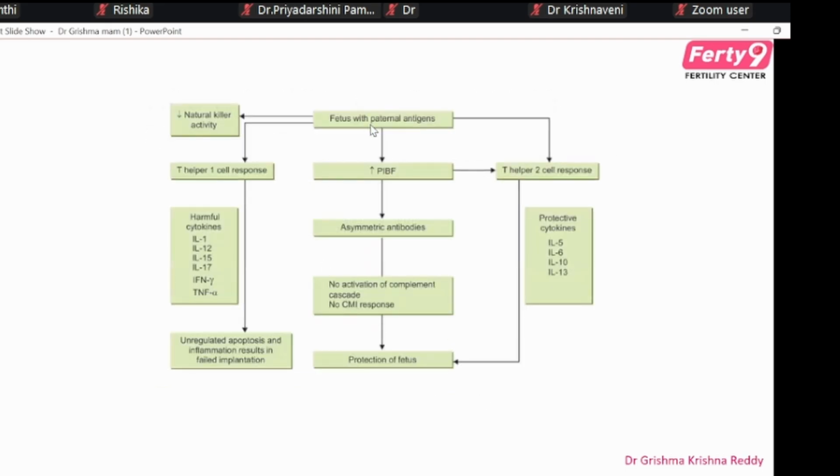So what will happen whenever a fetus with paternal antigens comes? There is decreased natural killer cell activity, with a decreased Th1 response and increased T helper cell response with progesterone-induced blocking factor, with protective cytokines, no activation of the complement cascade, and there will be fetal protection.